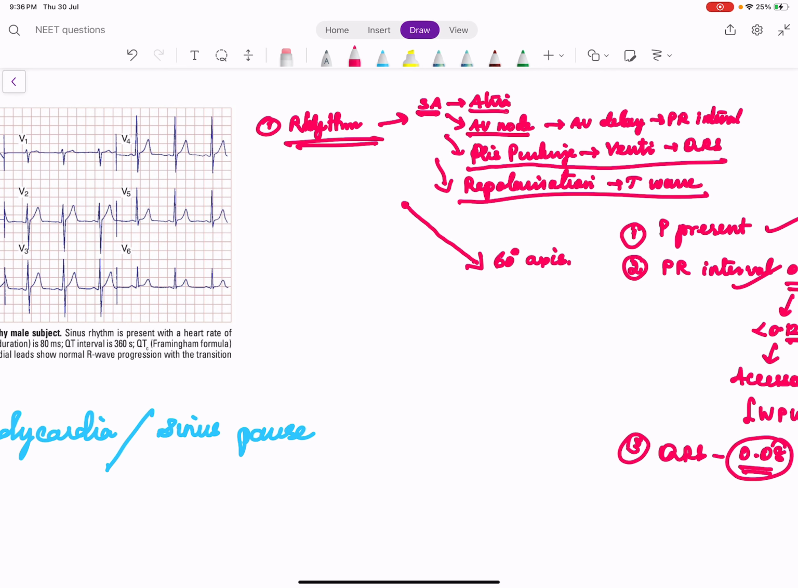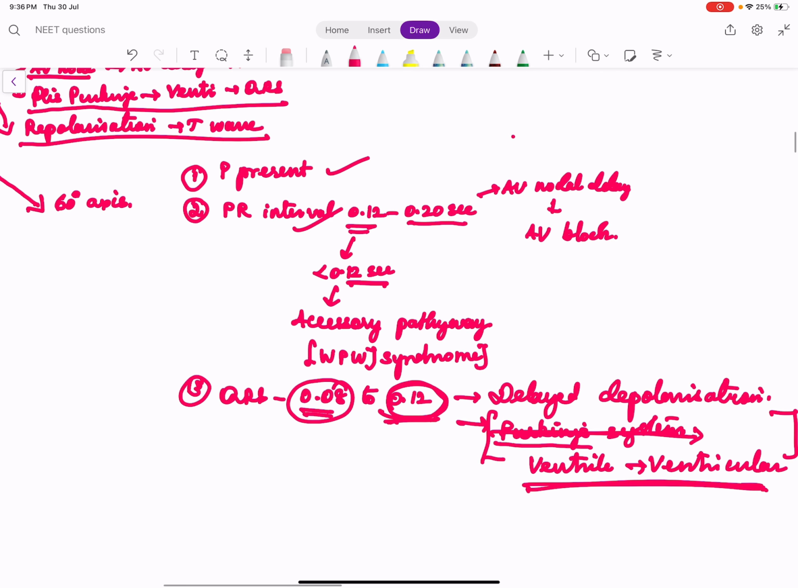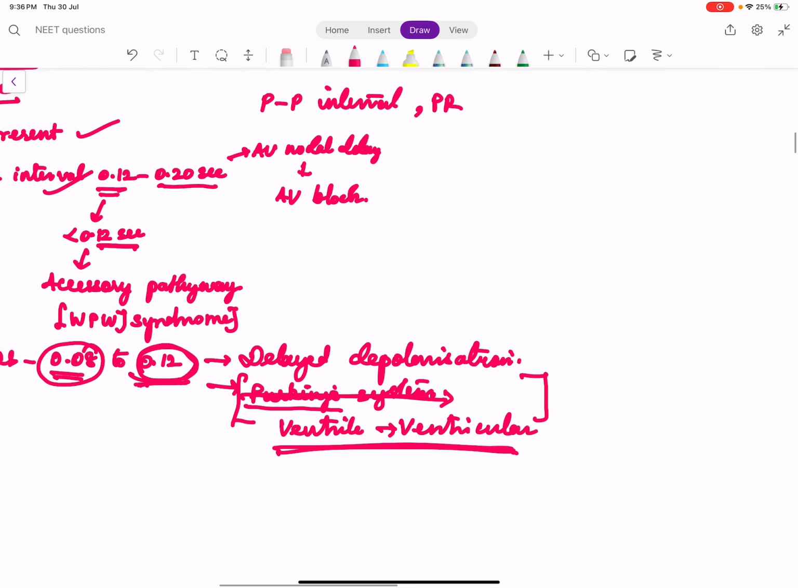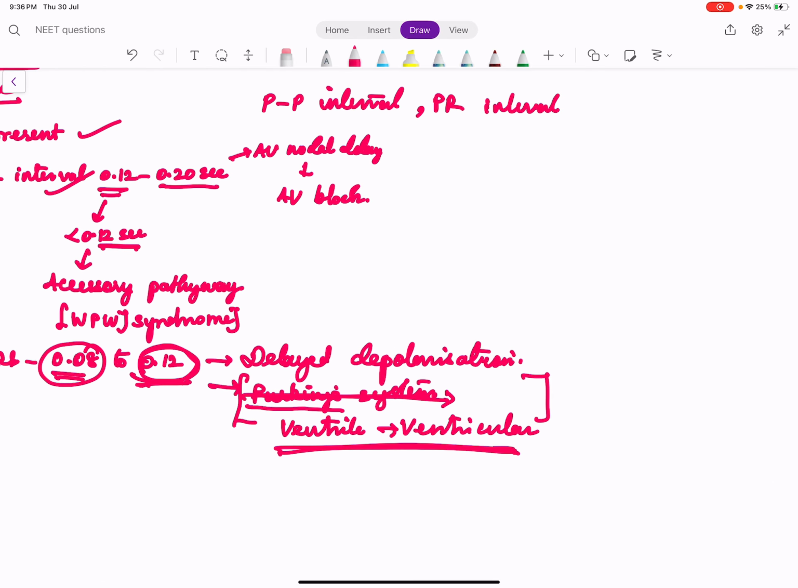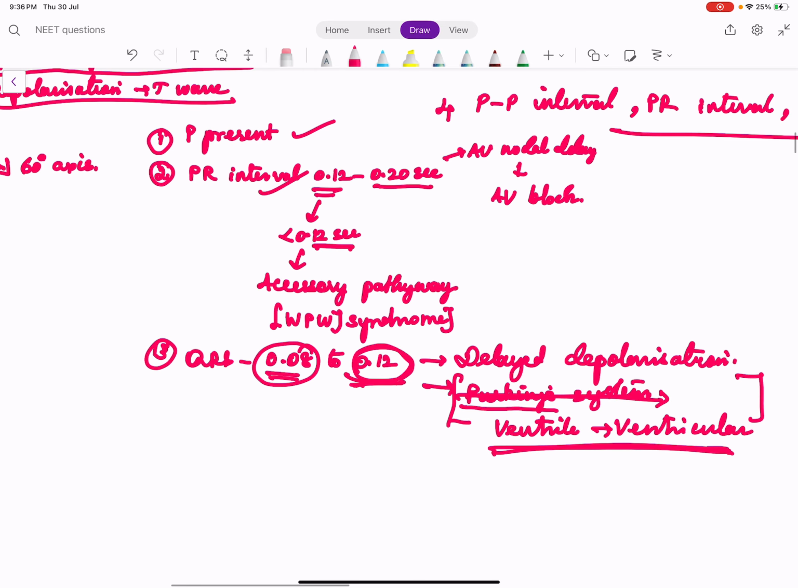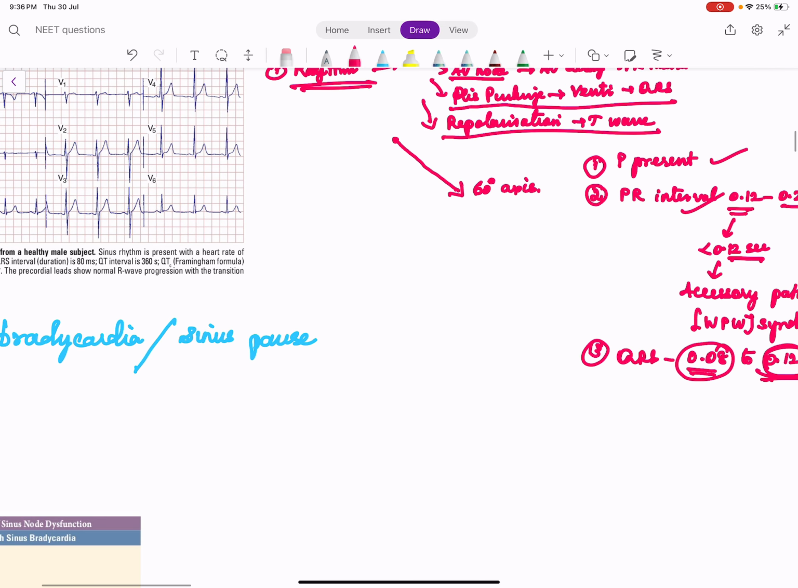So the points to say a normal rhythm. Of course, PP interval should be equal, PR interval should be equal, and RR interval should be equal. So in the entire ECG, all these three intervals should be equal. So remember these 4 points to say normal rhythm.